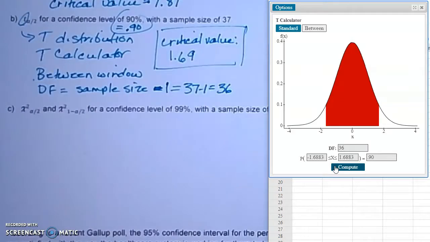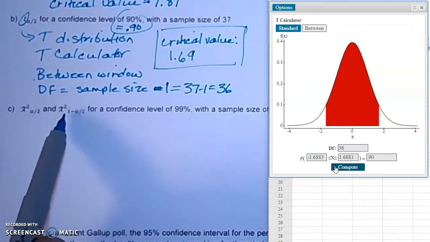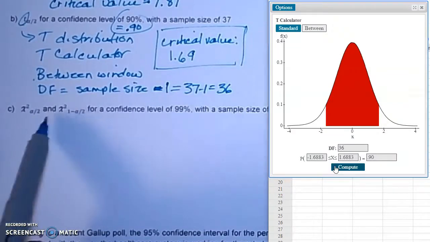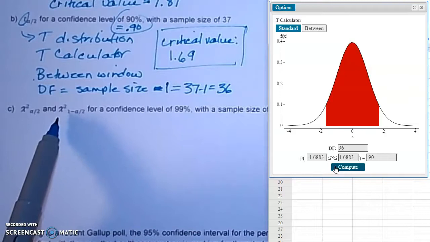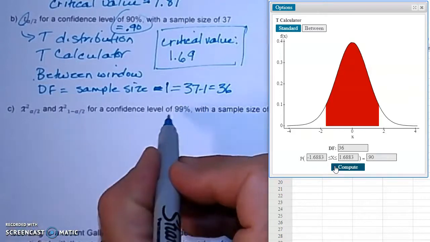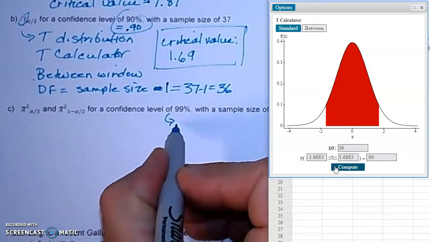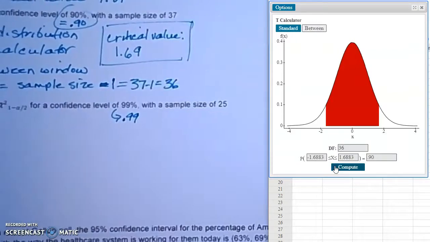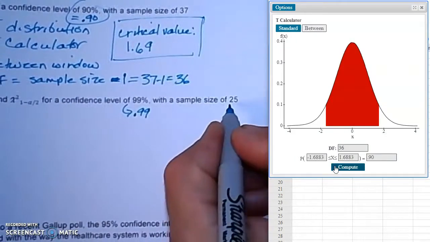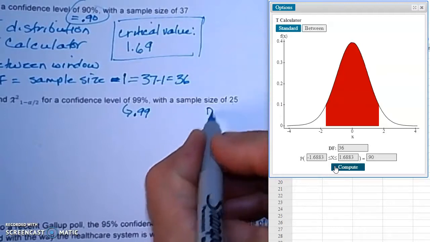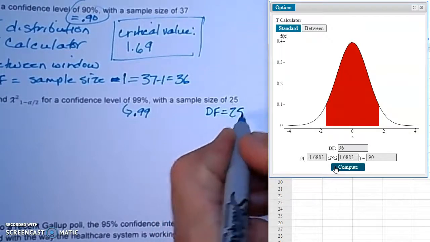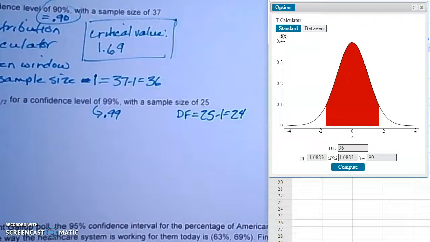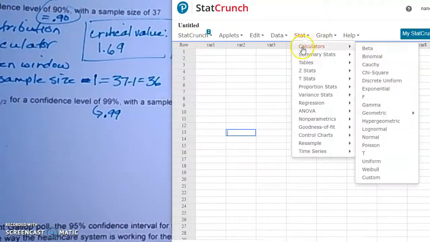Next, we're going to look at critical values for the chi-square distribution. For this one, you actually get 2 different values, but it's again the same idea. We want to take the decimal value of our confidence level. In this case, it would be 0.99. We're going to have to know the degrees of freedom. That's going to be our sample size minus 1.